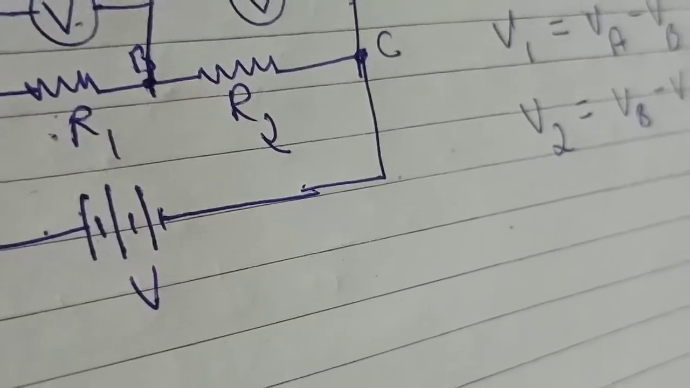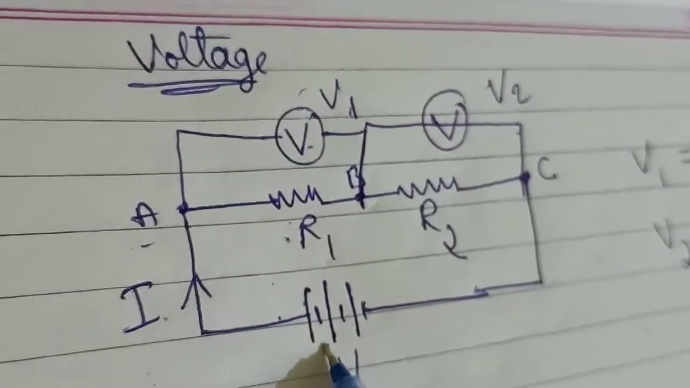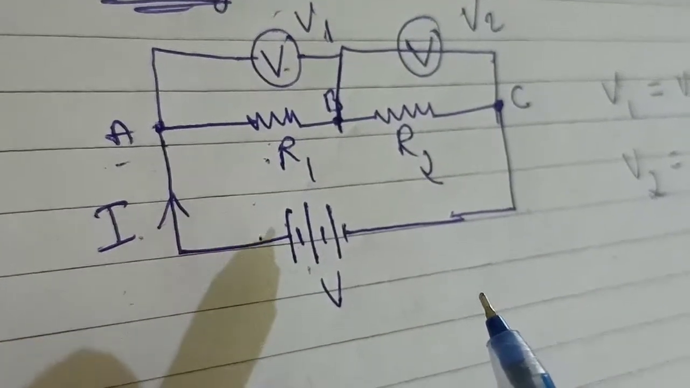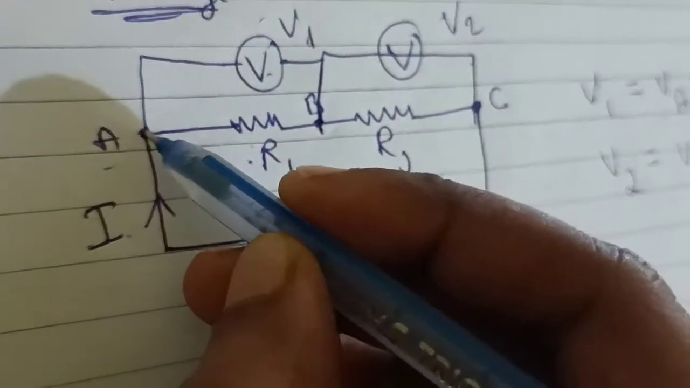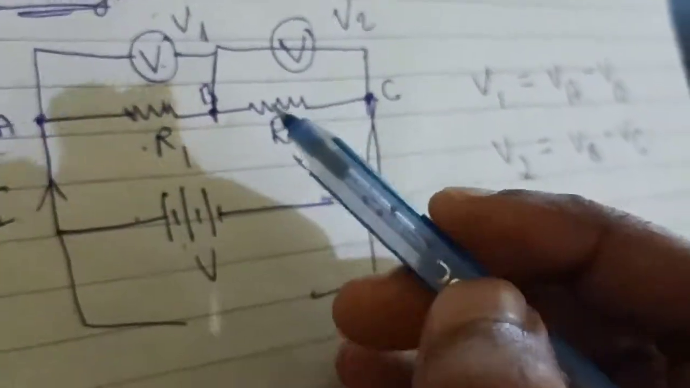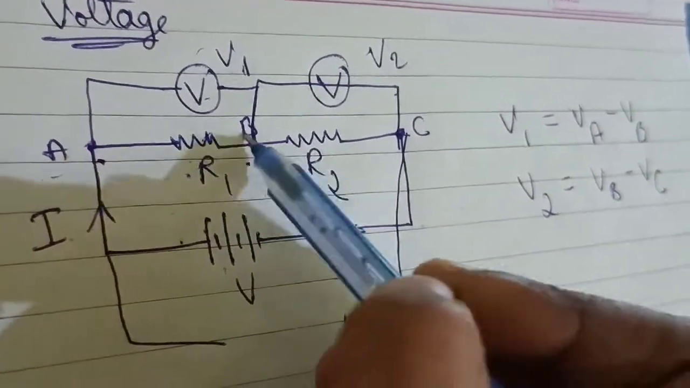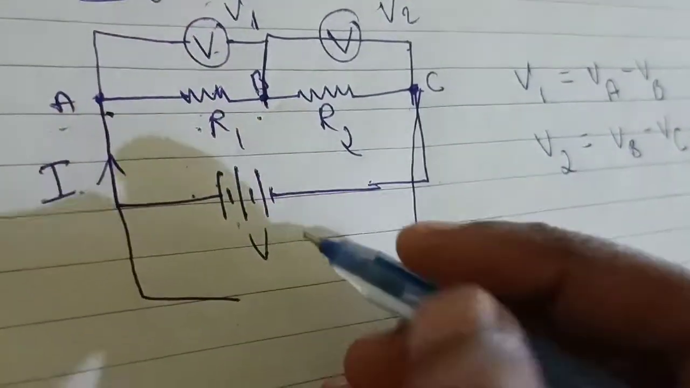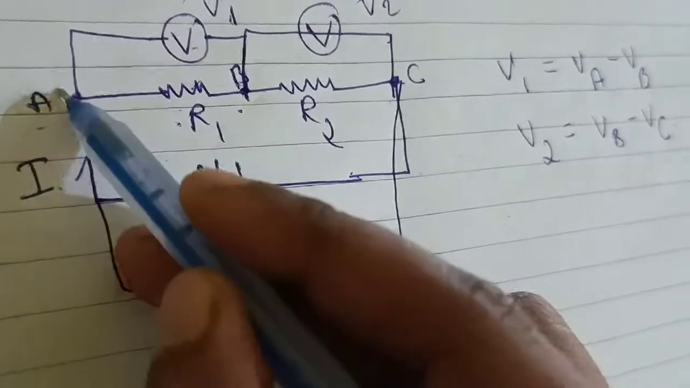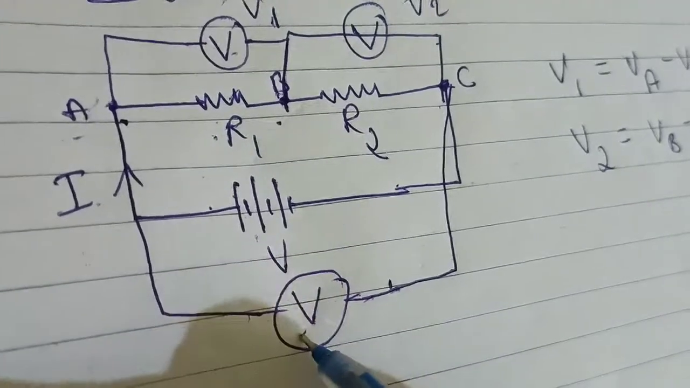Now how much is the total voltage in the circuit? If I need the total voltage, what will I do? I will connect the voltmeter to the ends of the battery. Which are the ends here? A and C. See, you have written here the voltage between A to B and B to C, isn't it? Now I want the total voltage. So you are connecting the voltmeter to the ends A and C. So this is the total voltage.